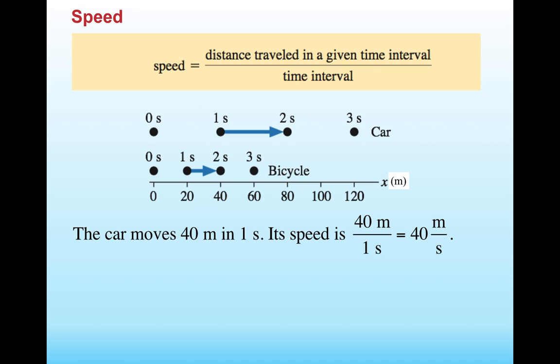So for instance, if you're looking at the car, over a time interval of 1 second, it traveled 40 meters, so its speed is 40 meters per second. Most importantly, speed does not take into account the direction of the displacement. So if you've gone from right to left or left to right on this coordinate axis, your speed would be the same. Said another way, the speed is the absolute value of the velocity.